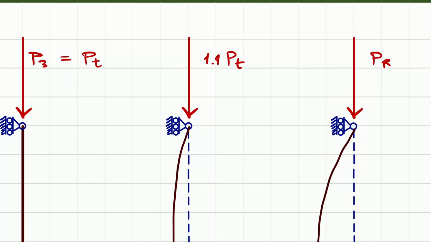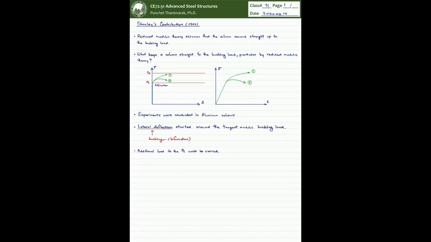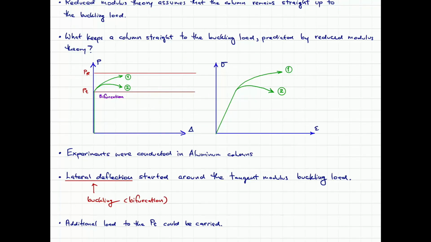So basically, yes, the Engesser second theory, which is the reduced modulus theory or double modulus theory, it works. It gives the right prediction, but that right prediction is the upper bound of the buckling problem. That means the PR will be reached, but after the bad deformation is coming in. The structure is badly deformed, you don't want it to look like that. It is not the load for use. It is the load that you might observe in the laboratory only.